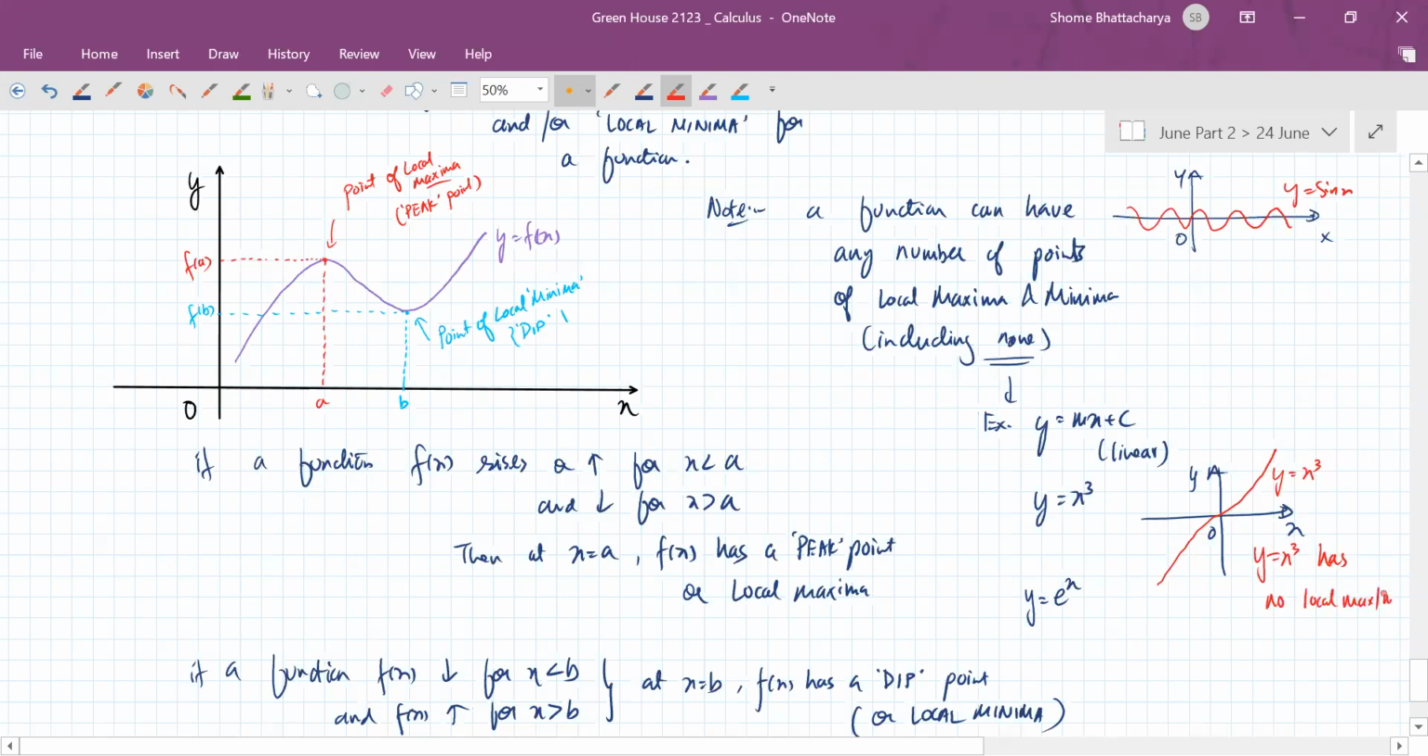What is written after f(x) has a dip? Dip point or local minimum. Peak and dip, these two kinds of points.